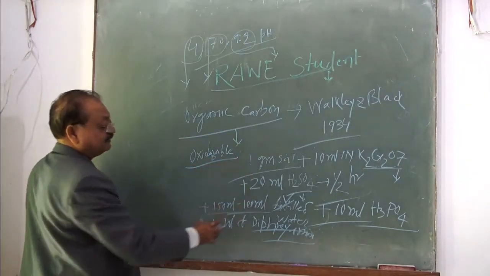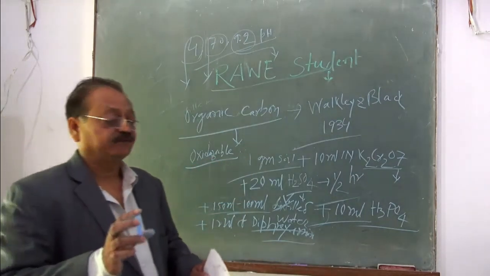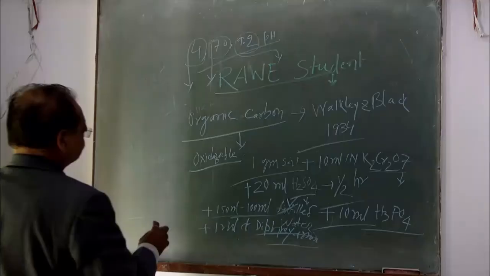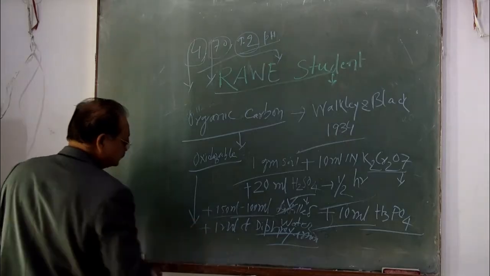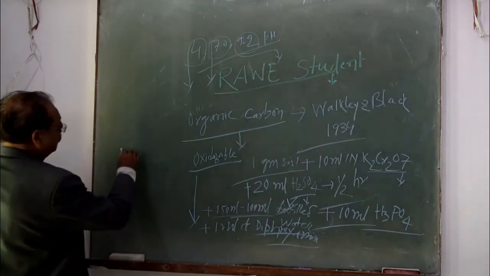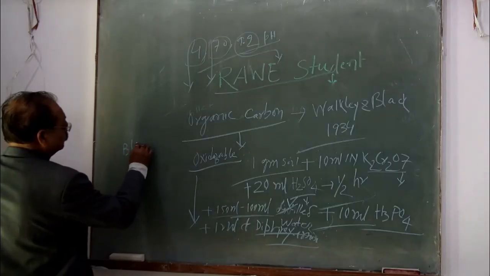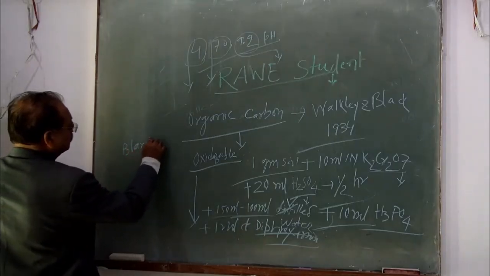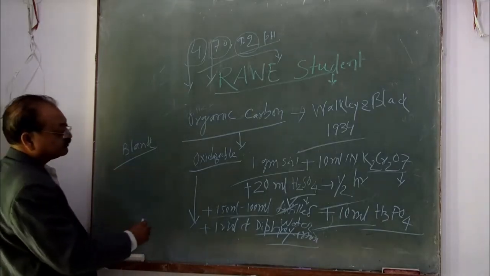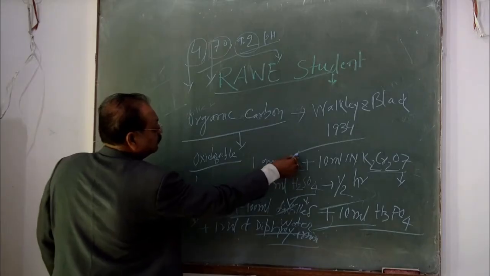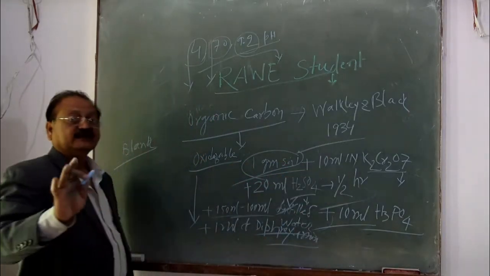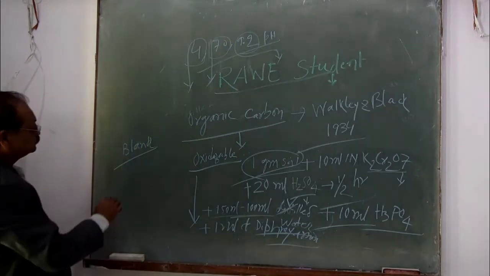Everything will be added in that 500 ml conical flask. Now, side by side, you prepare the blank. In the blank, the soil will not be there, and all the reagents will be there.